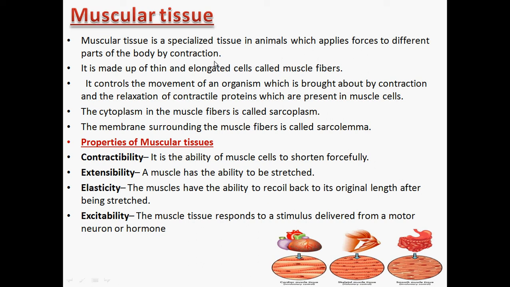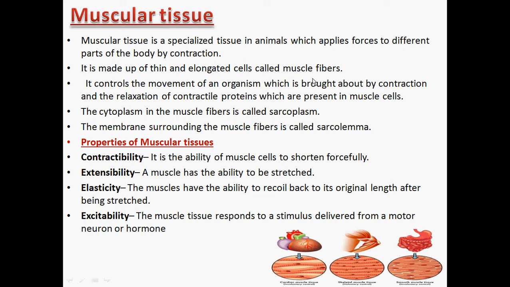So, students, the muscular tissue is a specialized tissue in animals which applies forces to different parts of the body by contraction. So the special property of the muscular tissue is that it really contracts. Okay. Now it is made up of thin and elongated cells called the muscle fibers. So we understand that this muscular tissue is also made up of certain cells which are thin and elongated, and we call them the muscle fibers.